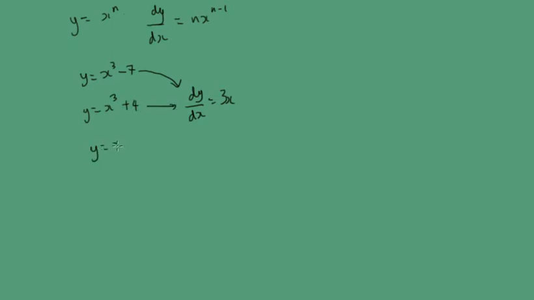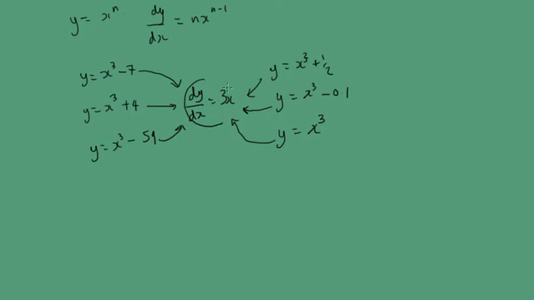What about y equals x cubed minus 59? Again, it's the same. y equals x cubed plus a half. The derivative is the same. y equals x cubed minus 0.1. The derivative again is 3x squared. And y equals just plain old x cubed. Well, it's 3x squared.